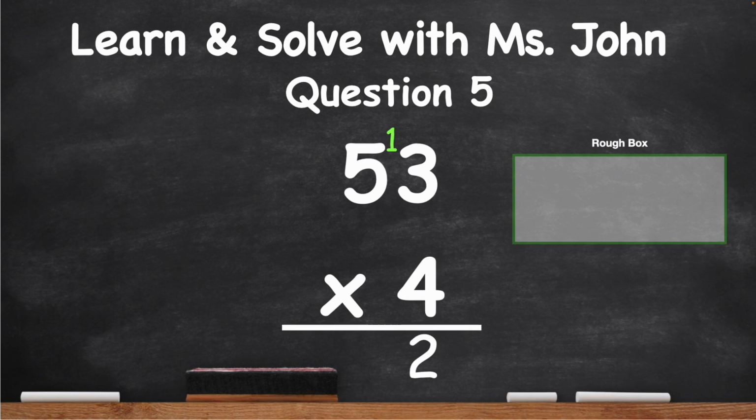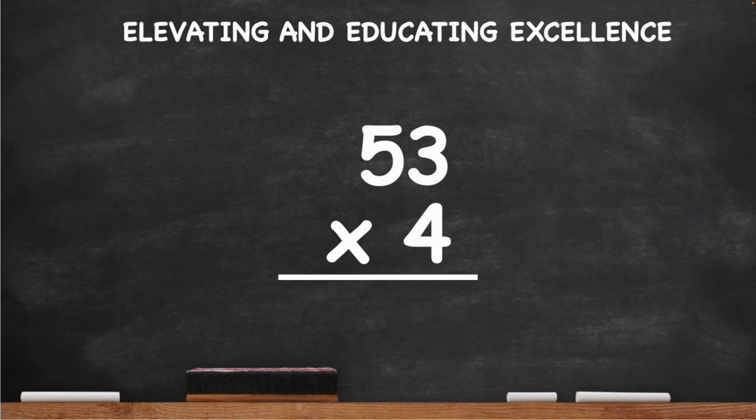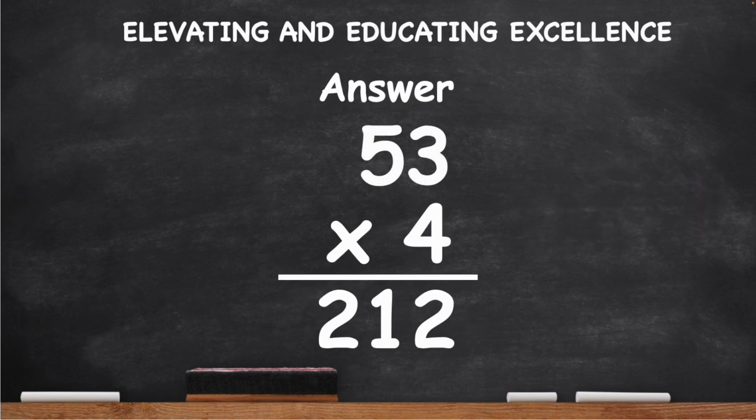Now we're going to multiply 4 times 5. So in the rough box, we're going to write 4 times 5, which equals 20. Then we're going to take the 1 that we carried and we're going to add it to the 20. So 20 plus 1 equals 21. And now we're going to put both numbers in the hundreds and the tens column of the answer section. The answer is 212. So 53 times 4 equals 212.